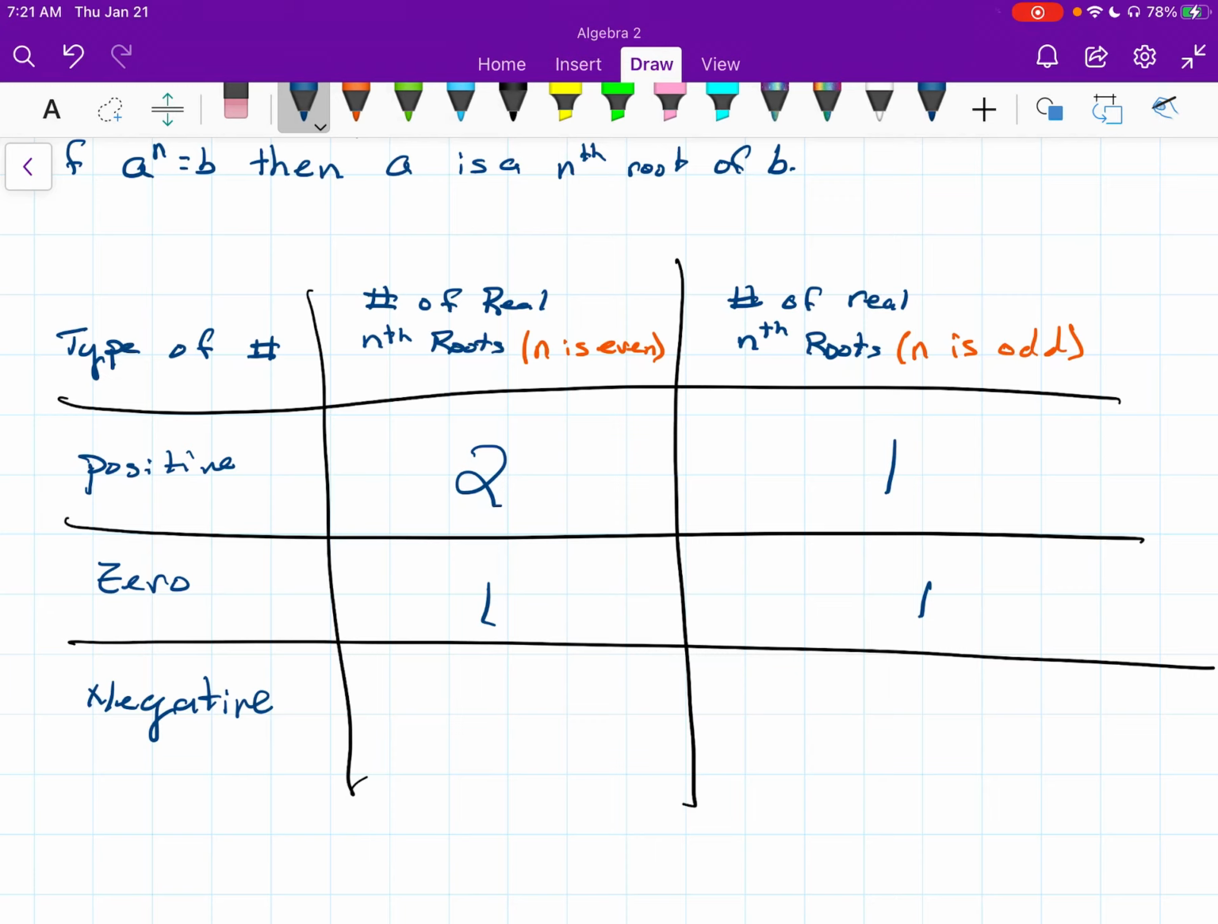Now, whenever we're talking about negative numbers, right? Think about negative 4 squared, or better yet, I think I should write it like that, the square root of negative 4, right? That doesn't have any real roots. But a cubed root will have 1, right? If you say the cubed root of negative 8, you'd end up getting negative 2.